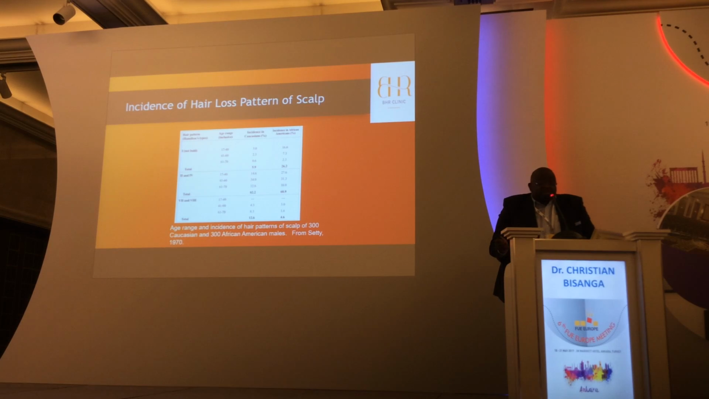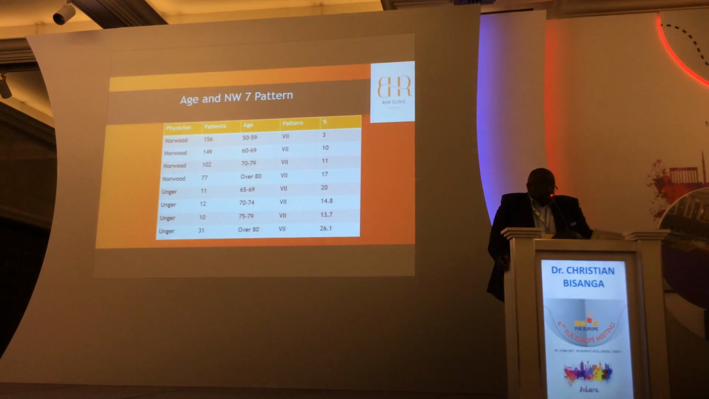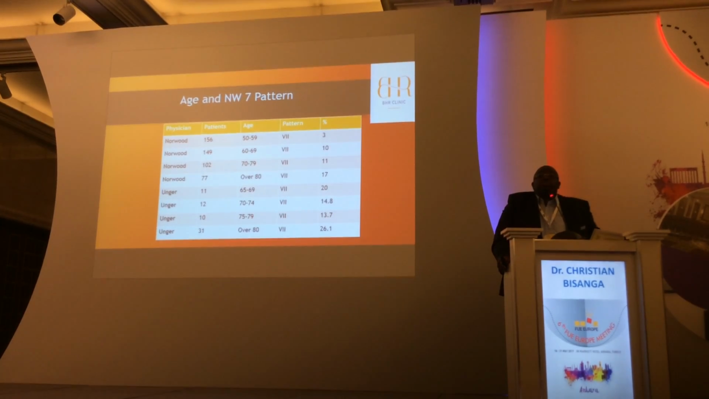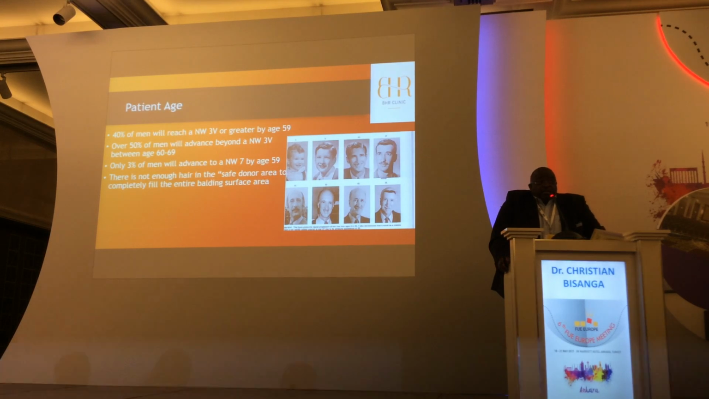So it's important that patients be aware that they're going to have hair loss that will evolve. There was some study that tried to see how many patients will evolve to Norwood 7. Roughly it went from 3 to 26%, but the most agreed statistics say maybe around 13% of people will end up Norwood 7 by the age of 60 or plus. As I was saying, I put the pictures.